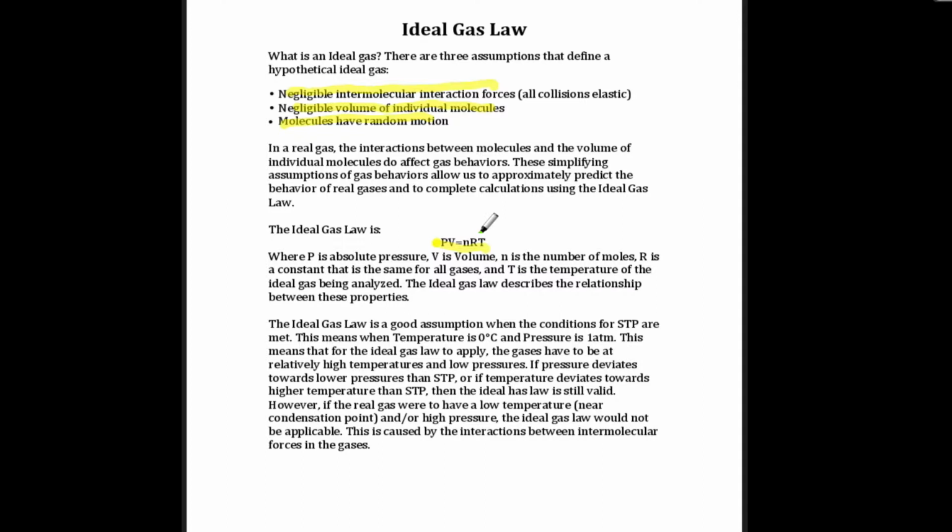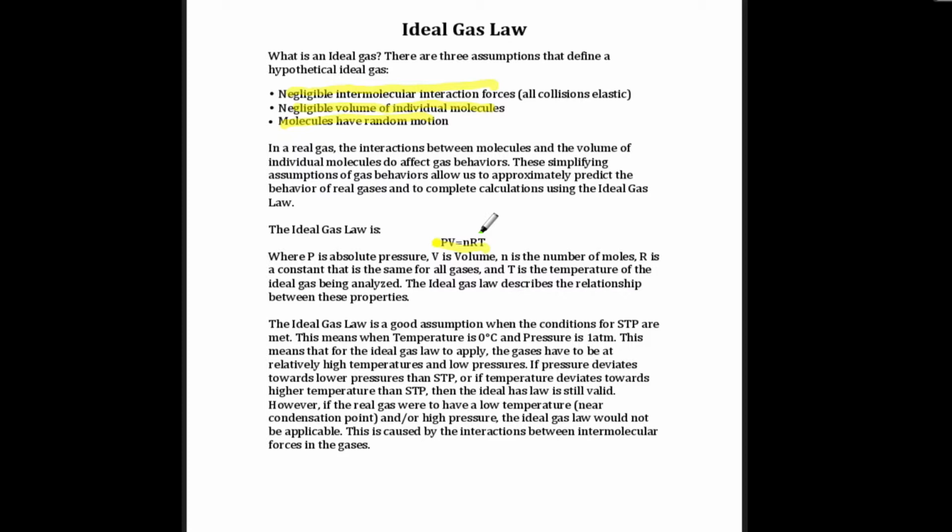The ideal gas law is PV equals nRT, where P is absolute pressure, V is volume, n is the number of moles, R is the ideal gas constant, and T is the absolute temperature of the gas being analyzed. So the ideal gas law describes the relationship between all of these properties. There are some situations where the ideal gas law is a reasonable assumption and some where it isn't.